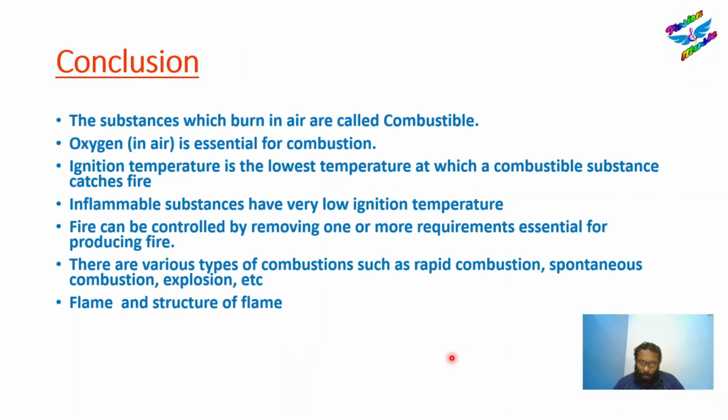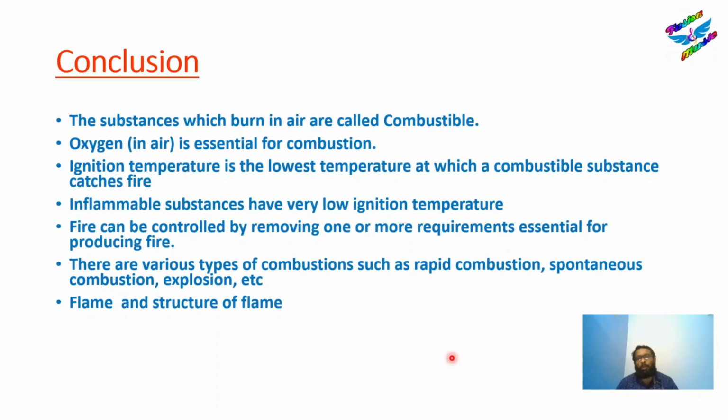At last we come to the conclusions. In this topic, we learned what combustion is. Combustion is a chemical process. Without the presence of air and heat, combustion will not take place. Then we discussed the ignition temperature. Ignition temperature is the lowest temperature at which a combustible material catches fire. Then we discussed inflammable substances. Petrol is one of the best examples of an inflammable substance. At a lower ignition temperature, it easily catches fire.